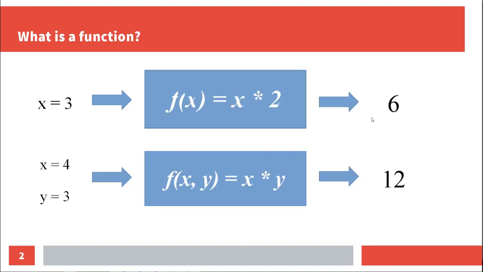This may be scary for people who don't like maths, but it's quite simple. For example, in the first box, we have a function which takes x as an argument and returns x times 2. So if we give it x equals 3, the output will be 6. The second function below takes 2 arguments, x and y, and returns x times y. So if we send x as 4 and y as 3, the output will be 12.